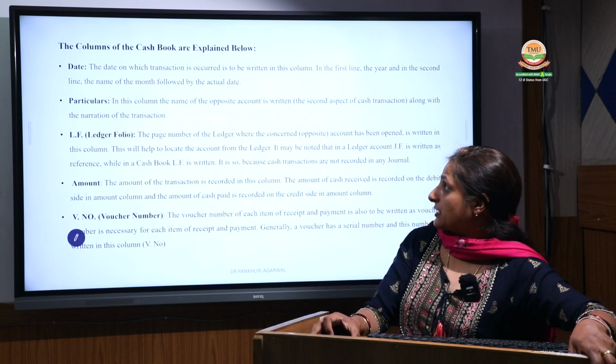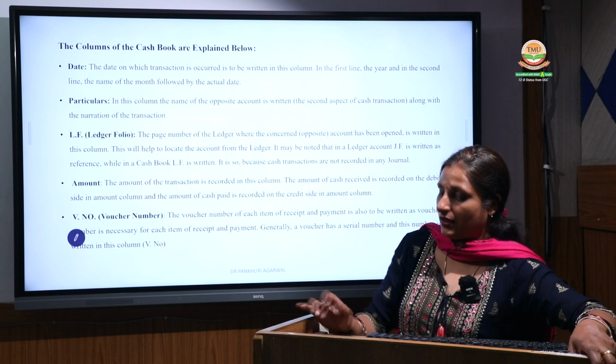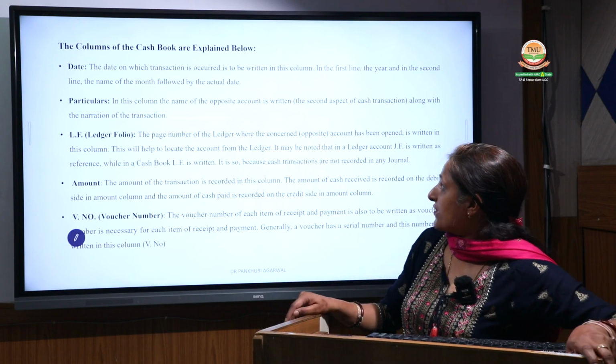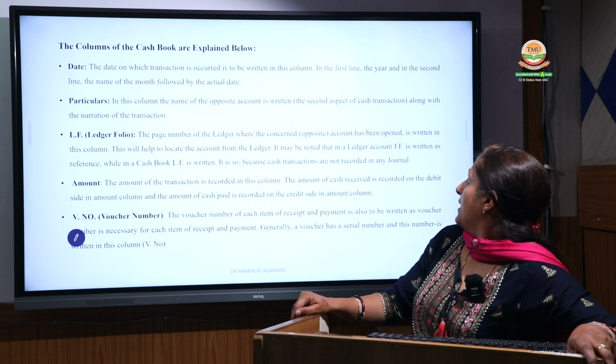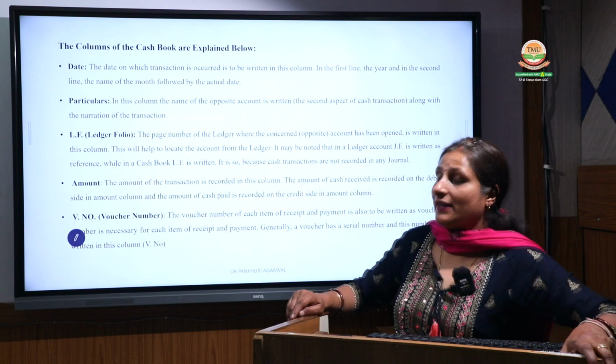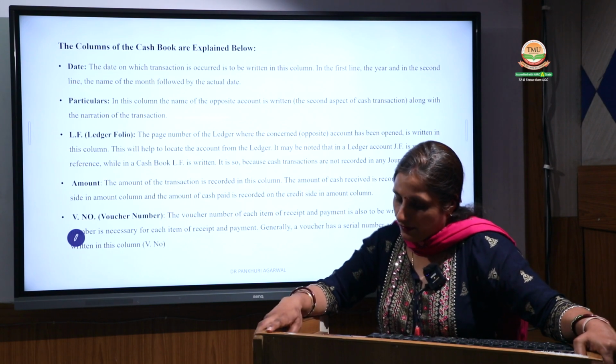The columns of the cash book are explained as follows. Date means the date on which the transactions have occurred. The date on which the transaction occurred is to be written in this column. In the first line, the year, and in the second line, the name of the month, followed by the actual date.